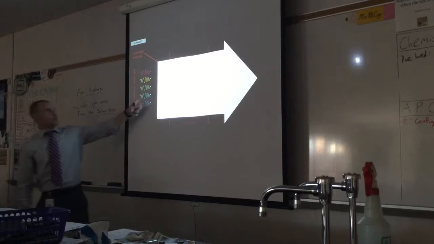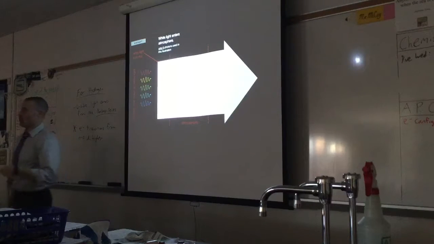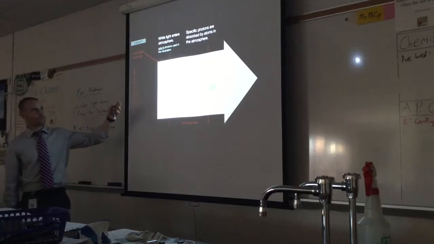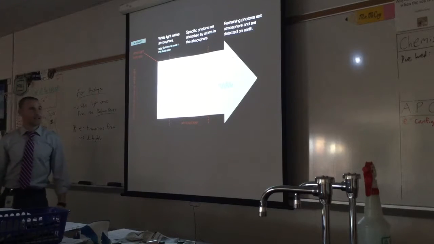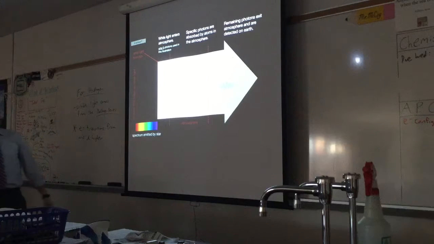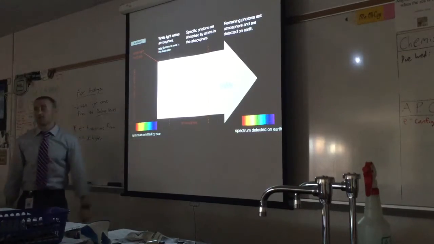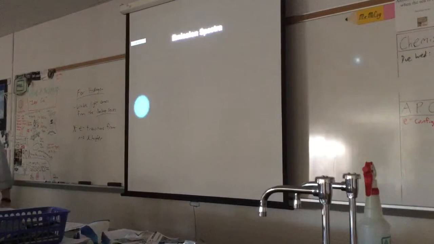But, so, light is given off from the star and it has all of them. So, our sun has all of the colors in it, right? But, remaining photons in the atmosphere are detected on Earth. So, some of it might be absorbed by the atoms in the atmosphere because it literally hits them. That's interesting.